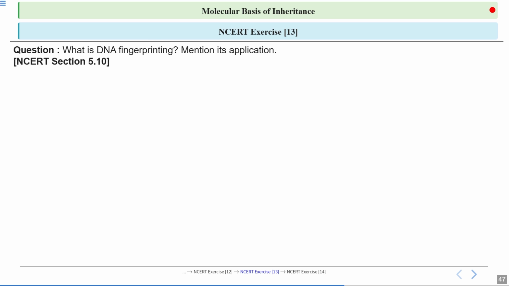Now, let's come to the next question, which is NCERT exercise question number 13. The question says, what is DNA fingerprinting? And we have to mention its application. Okay, and this is from NCERT section 5.10.